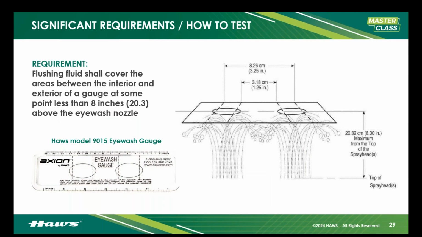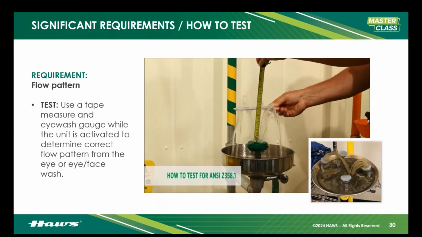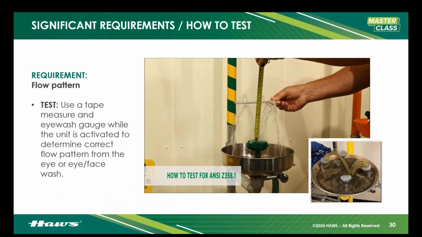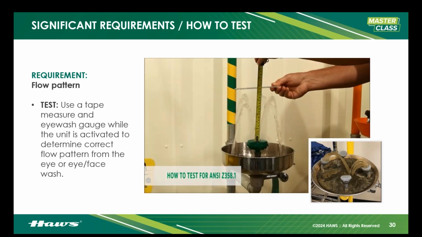There's that diagram I talked about. ANSI ISEA gave us this. They designed this. This gauge is based on average human anthropometrics. Okay, you can get one of these from any manufacturer. They look different. This is ours. It's a nice little pocket-sized gauge. What the water flow has to do is it has to meet the eye streams at 8 inches or lower from the top of the head of the device.